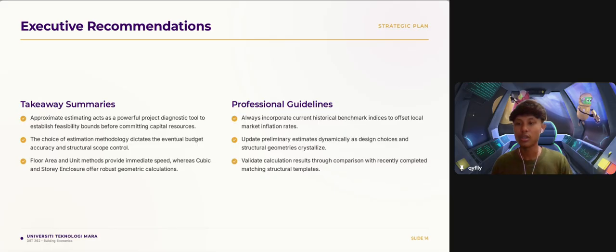To conclude, always choose your estimate method based on what data you have and how much you have got. Remember to use up-to-date local prices, update your math as the design details change, and double check your numbers against recently finished buildings.